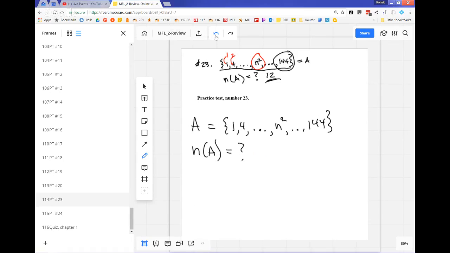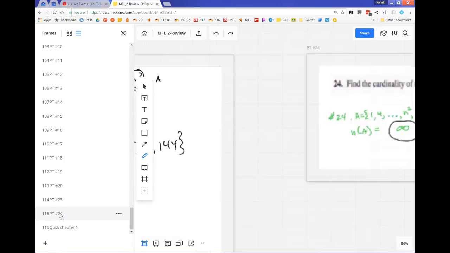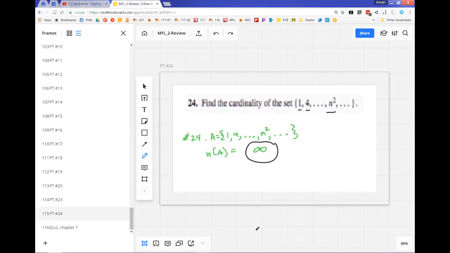So for 24, I got nothing. Like I got 0, because there was no number at the end. Right. I don't blame you, because it told you not to stop. Well, if you don't stop, how many numbers will you have? Infinite. Did you follow that, Danielle? Yes, I did. So the answer is the infinity symbol.